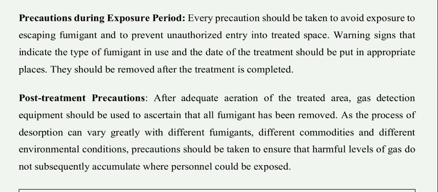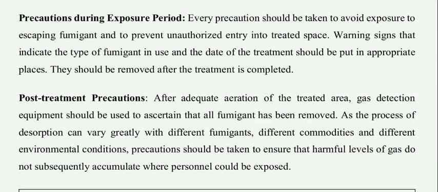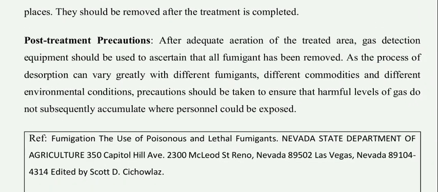Post-treatment precautions. After adequate aeration of the treated area, gas detection equipment should be used to ascertain that all fumigant has been removed. As the process of desorption can vary greatly with the different fumigants, different commodities, and different environmental conditions, precautions should be taken to ensure that harmful levels of gas do not subsequently accumulate where personnel could be exposed.